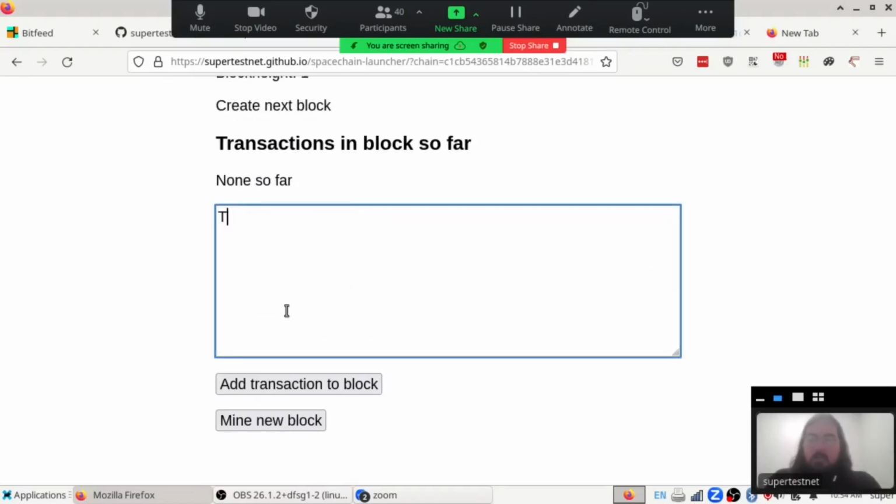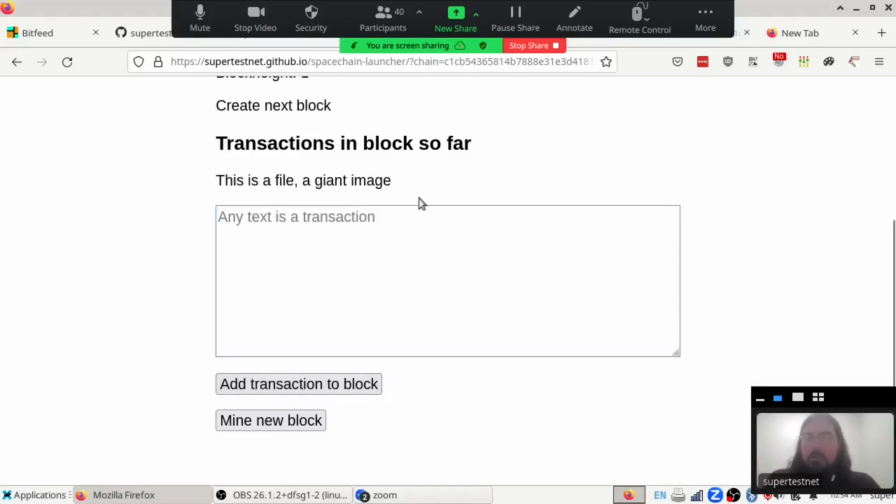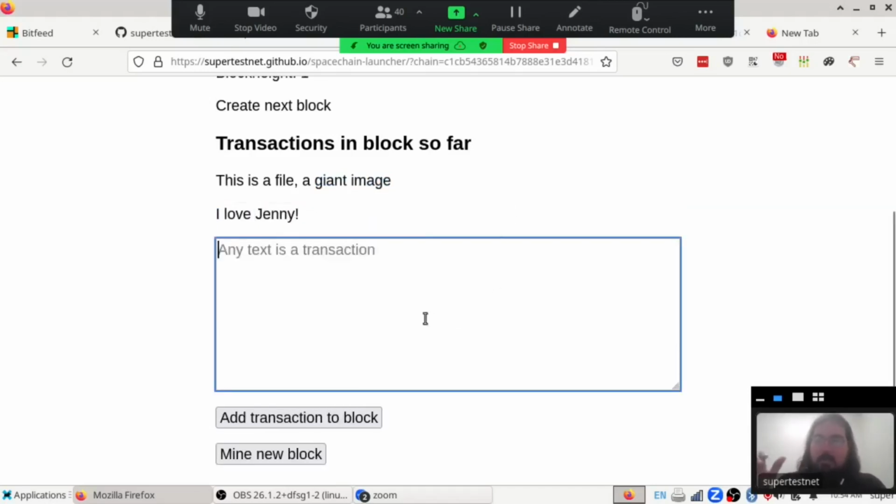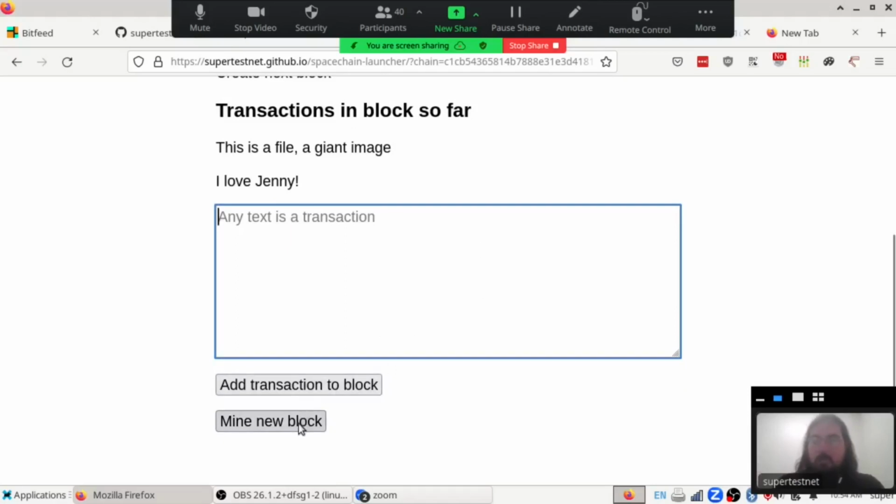Maybe this is a file. Maybe this is a giant image. And our transaction is just going to have a giant image in it, and we're going to put that on there. We'll pretend this piece of text is a really long hex of an image or something like that. We can put in messages, like, I love Jenny. You could put that in there, and once the first one's been mined, we can mine the second one.